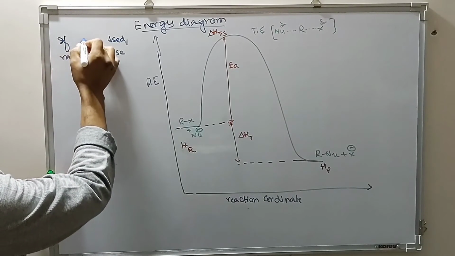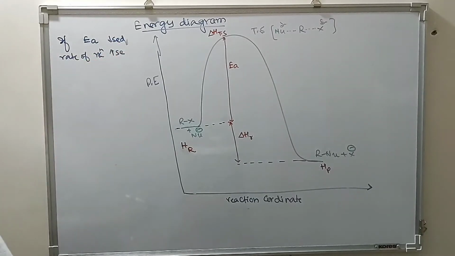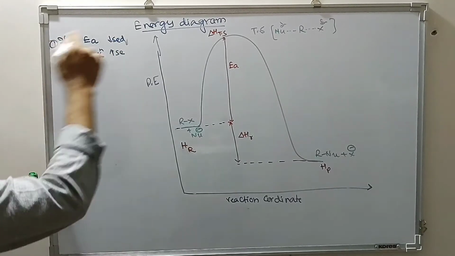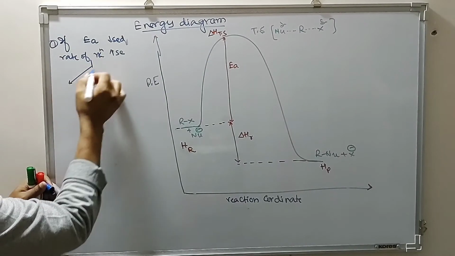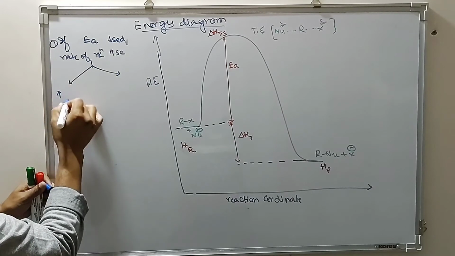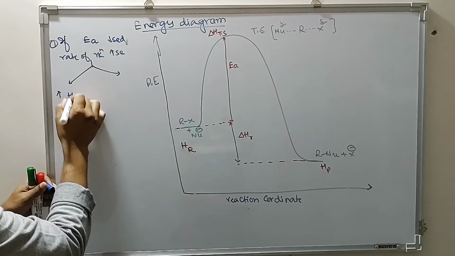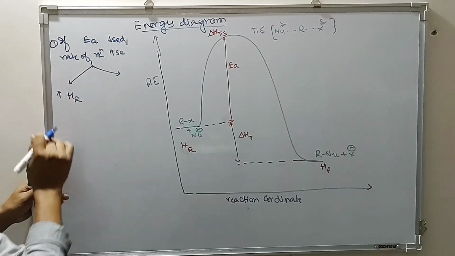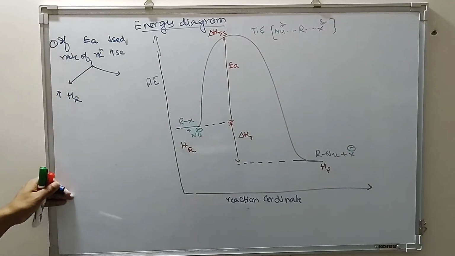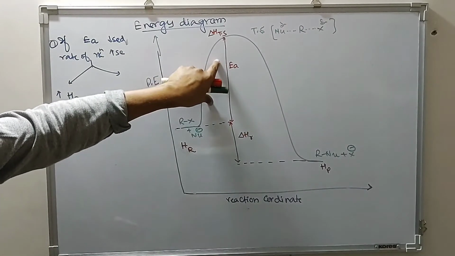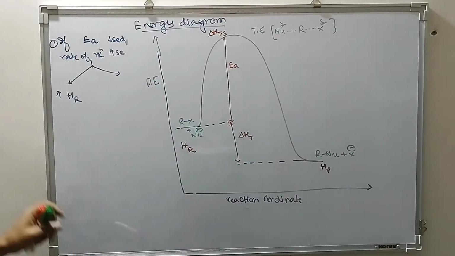If activation energy is decreased, then the rate of SN2 reaction will increase. So how do we decrease activation energy? There are two options. We increase the enthalpy of the reaction. If the enthalpy of reaction is increased without changing the enthalpy of the transition state, then this energy gap will be decreased. As the energy gap is decreased, the rate of reaction will increase.